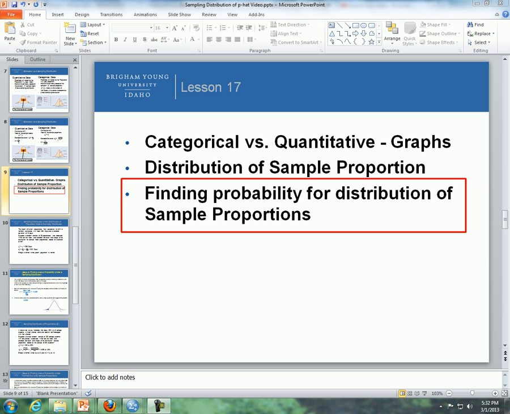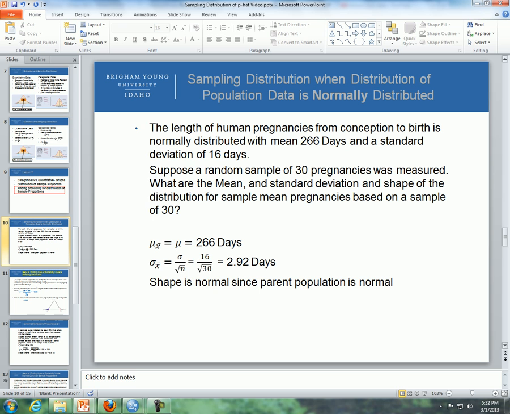Lesson 17 is dealing with describing categorical data, proportions, and sampling distribution of a sample proportion. So for part 2, we'll be covering, which is in the red box, finding probability for distributions of sample proportions. Before we do that, I want to review what we did back in Lesson 1 because there's connections.